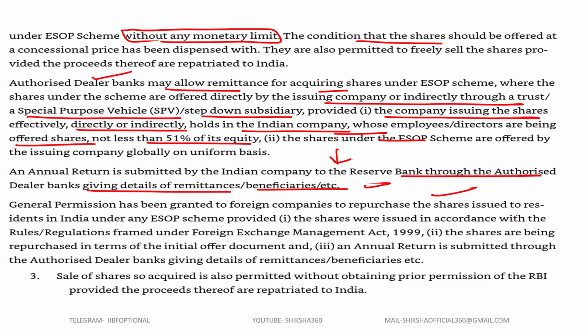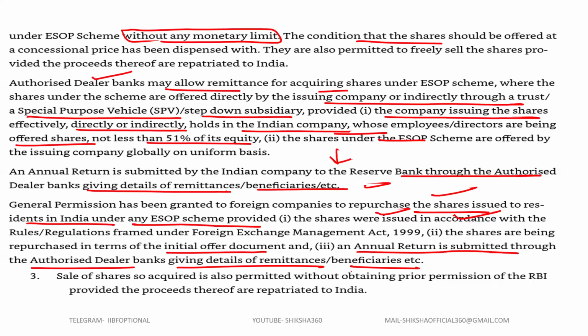General permission has been granted to the foreign companies to repurchase the shares issued to the residents in India under an ESOP scheme, provided the shares were issued in accordance with the rules and regulations framed under the Foreign Exchange Management Act 1999. Second one, clear? The shares are being repurchased in terms of the initial offer document. Third one, that is an annual return is submitted through the authorized dealer banks, giving details of the remittances or beneficiaries. Clear?